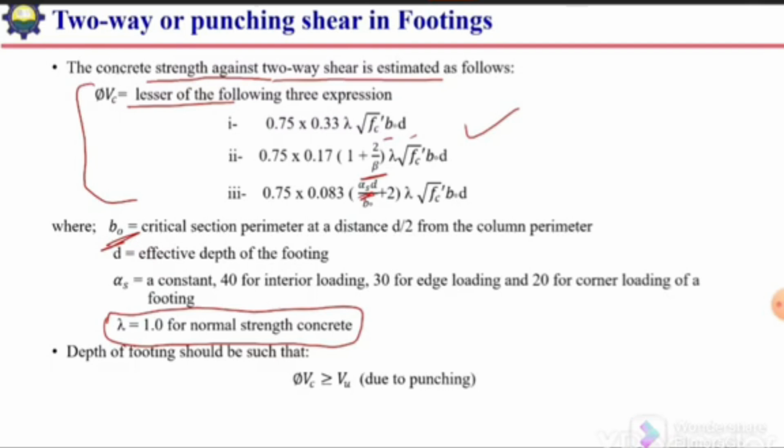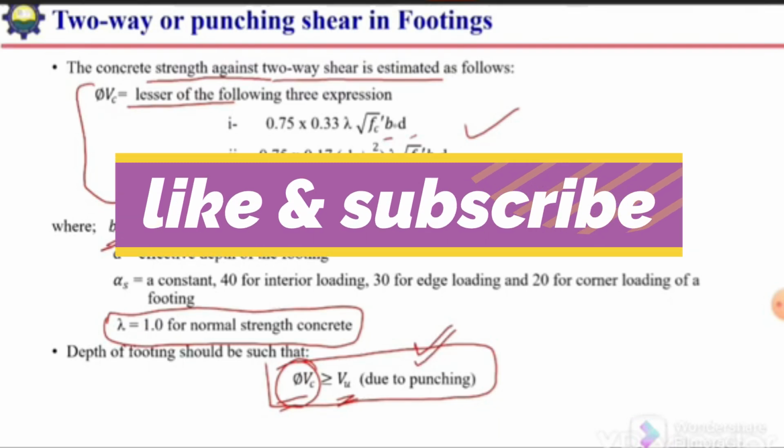The depth of footing should be such that we satisfy this equation, which is that the shear capacity of the concrete slab against punching shear should be more than the applied punching shear. To satisfy this, we need to play with the thickness of the slab. We need to select the thickness such that this condition is satisfied.